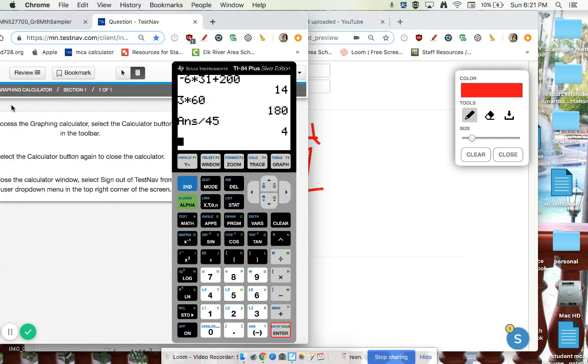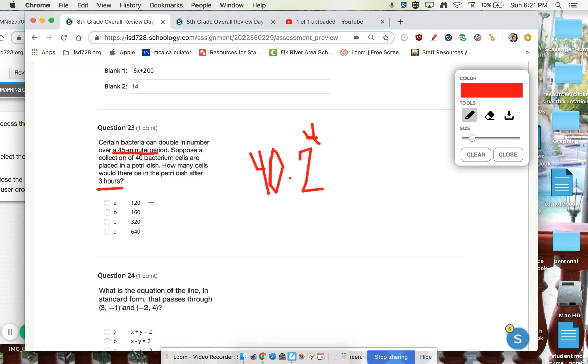40 times 2 to the 4th. Clear this. 40 times 2, there's that button, 4. Hit enter. 640. So D.